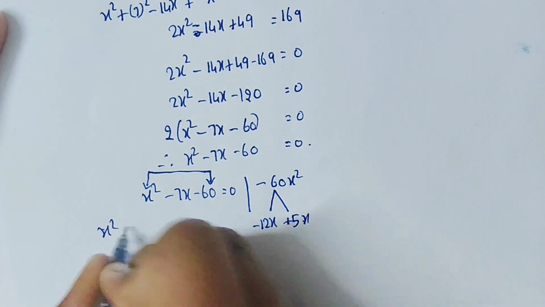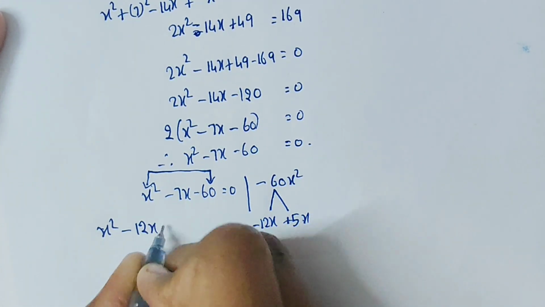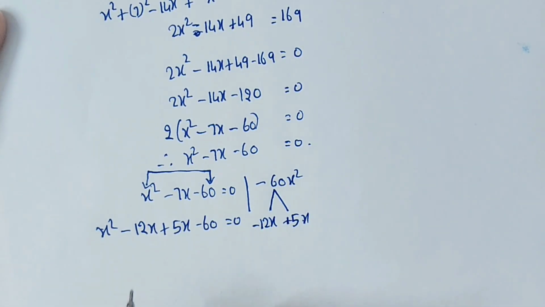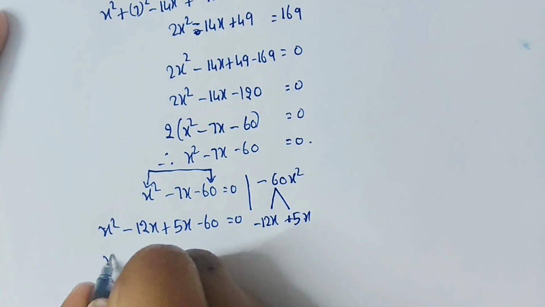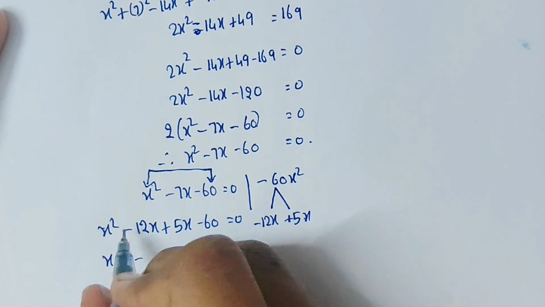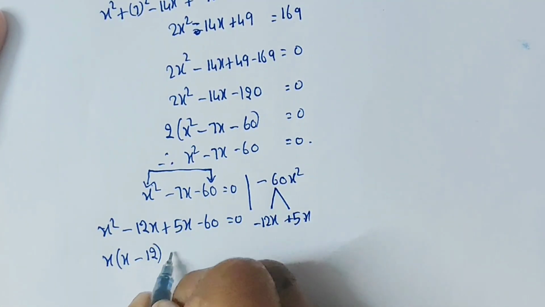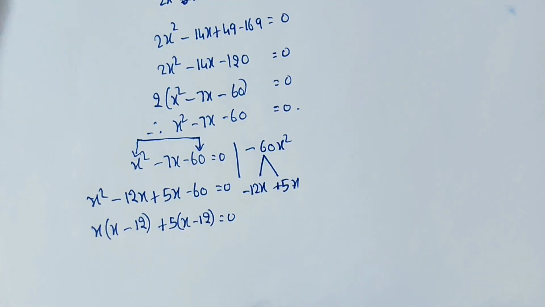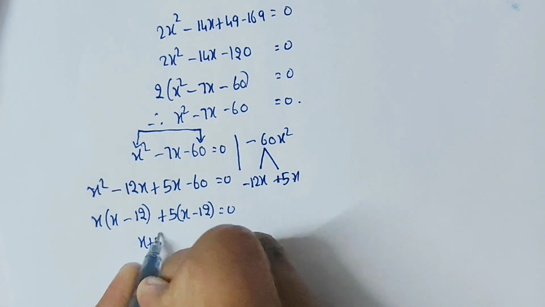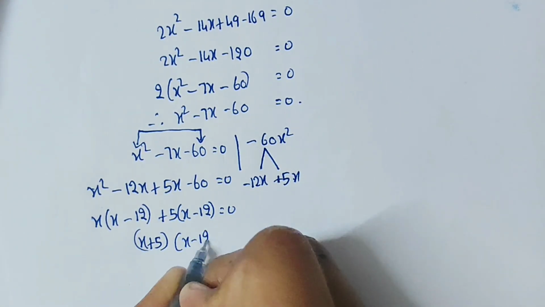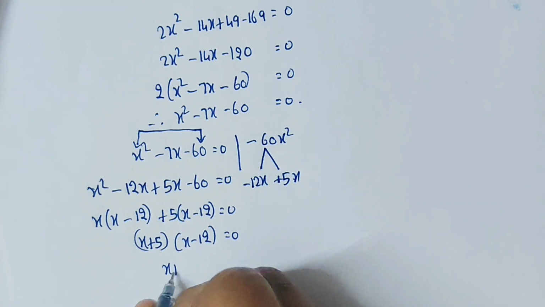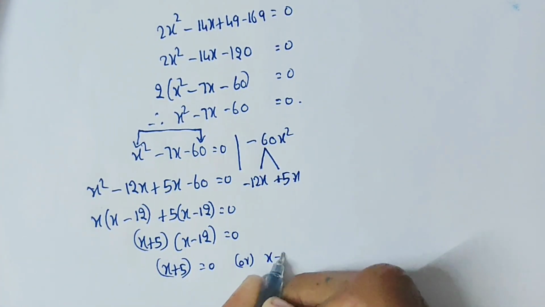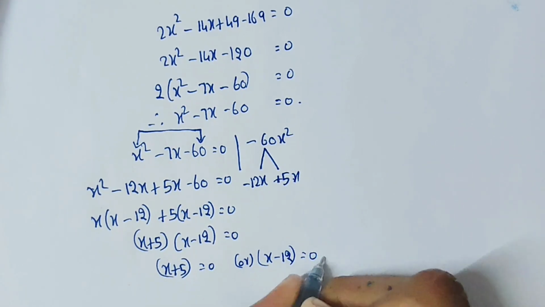So x square minus 12x plus 5x minus 60 equals 0. In x square minus 12x, I am taking x common: x into x minus 12, plus 5 into x minus 12, equals 0. Then it becomes (x plus 5)(x minus 12) equals 0. Then x plus 5 equals 0 or x minus 12 equals 0.